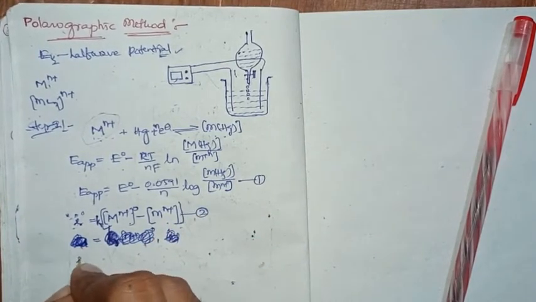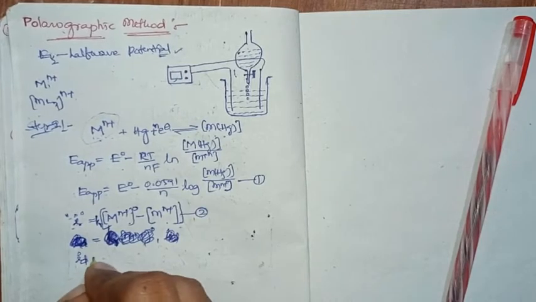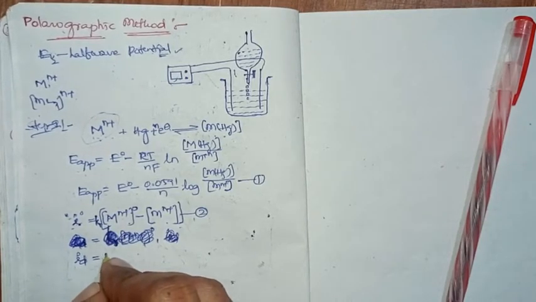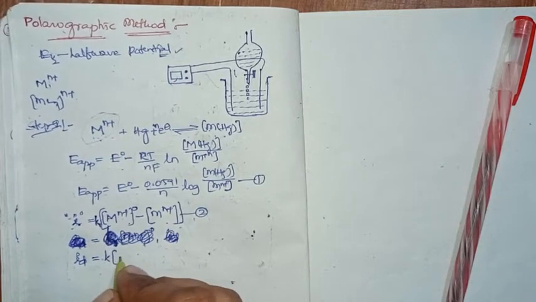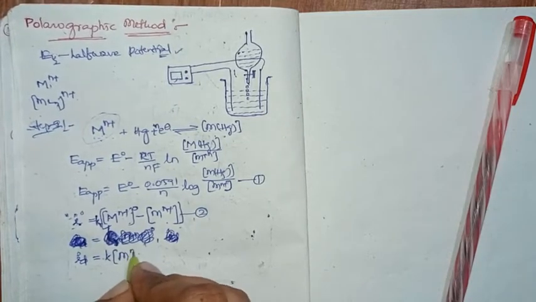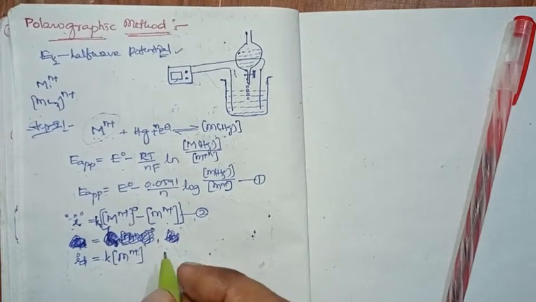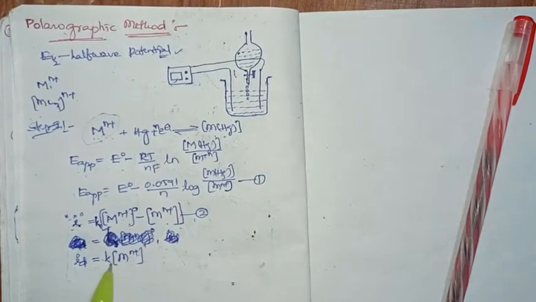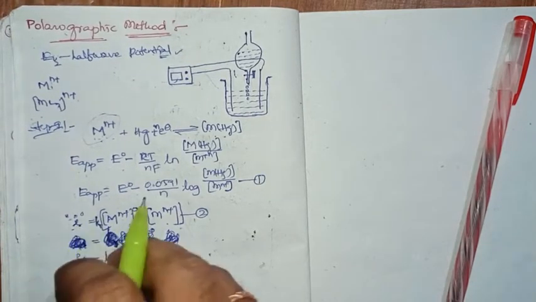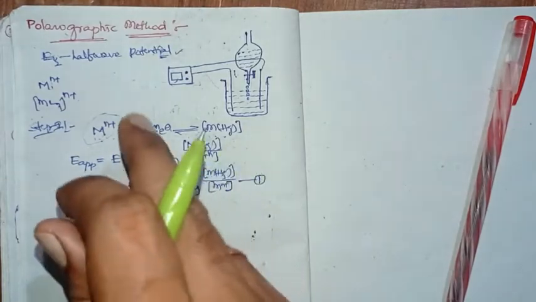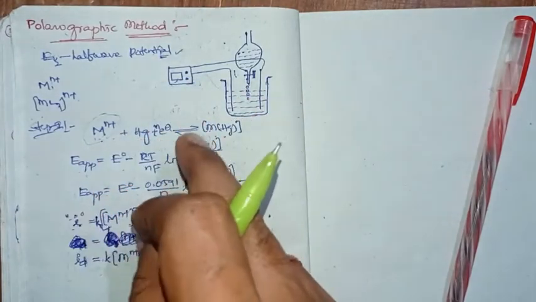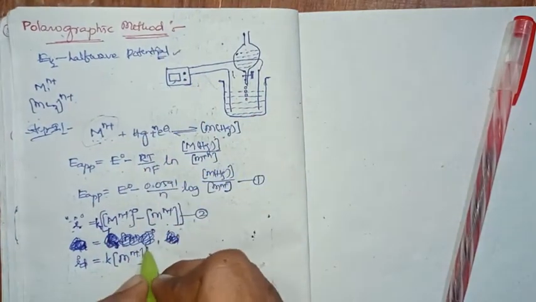and similarly, the diffusion current is equal to the current applied to complete the reduction. The diffusion current means the current applied to complete the reduction of the metal ion. So what does it mean?